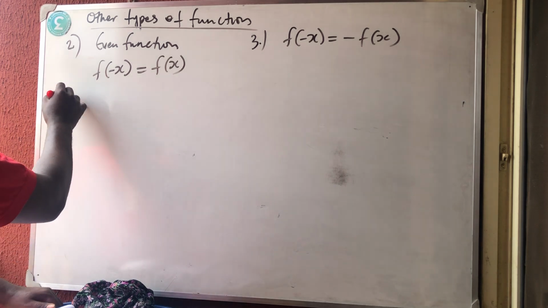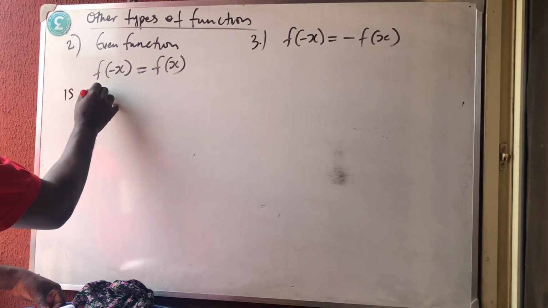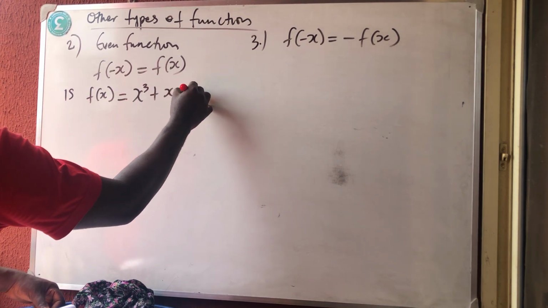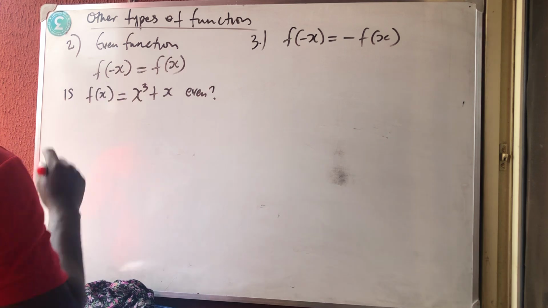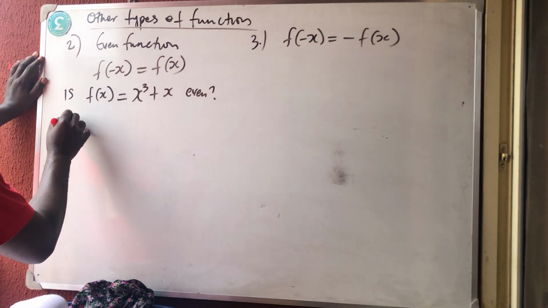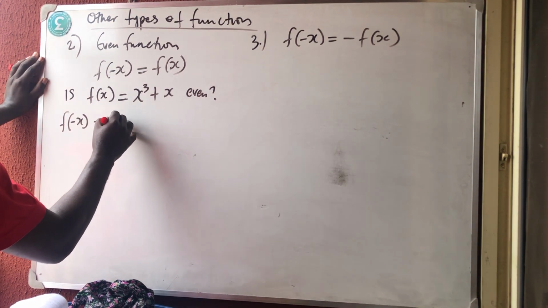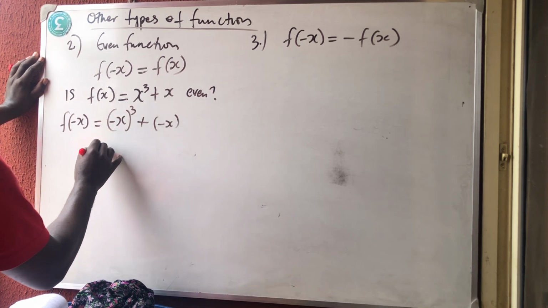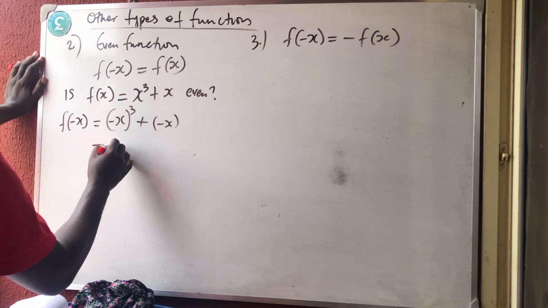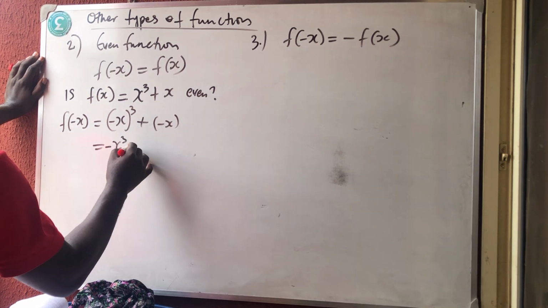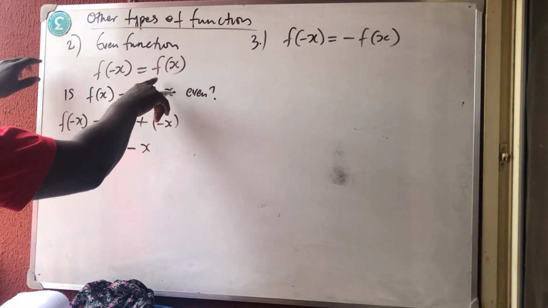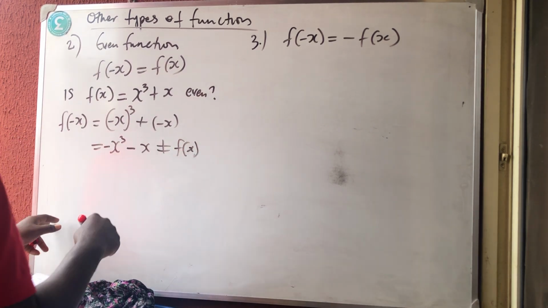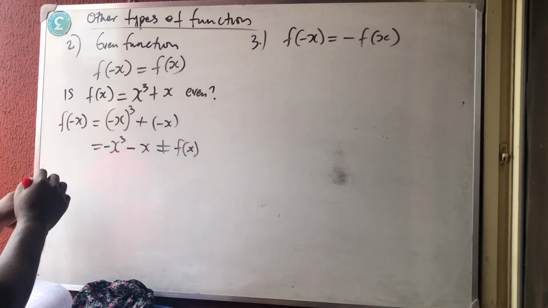Okay. Now, the first example is f of x equals x to the power 3 plus x. Is it even? Let us check. First thing we are checking is f of minus x, which is minus x raised to the power 3 plus minus x. This gives me minus x raised to the power 3, then minus x. Is this equal to f of x? No, this is not equal to f of x. Therefore, it is not even.